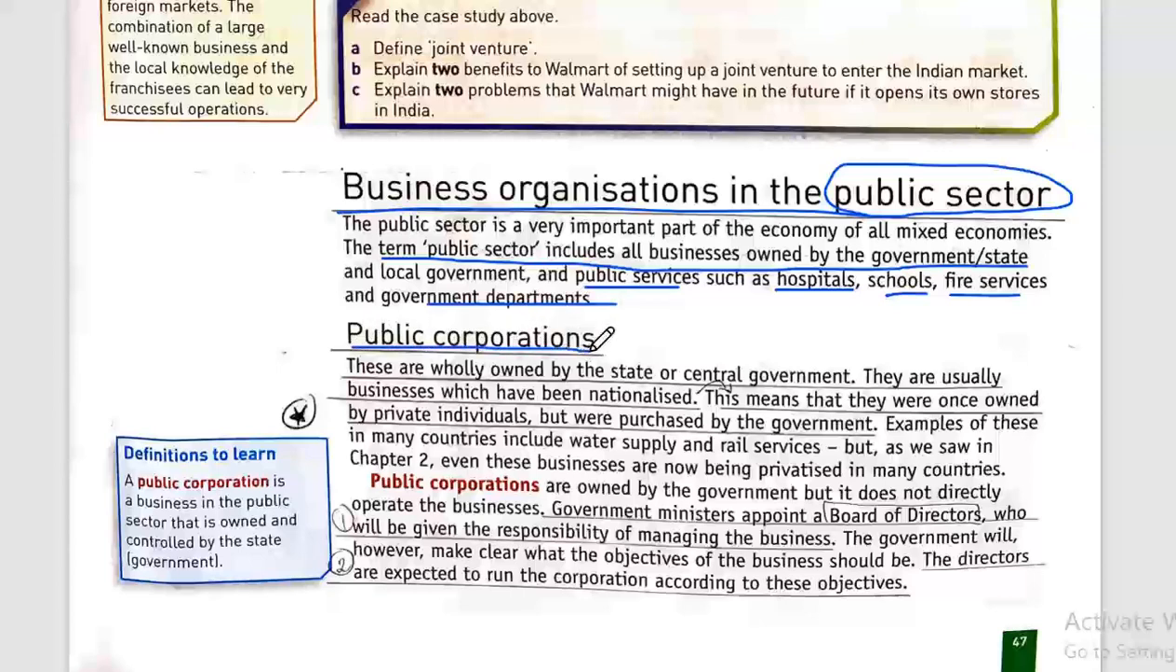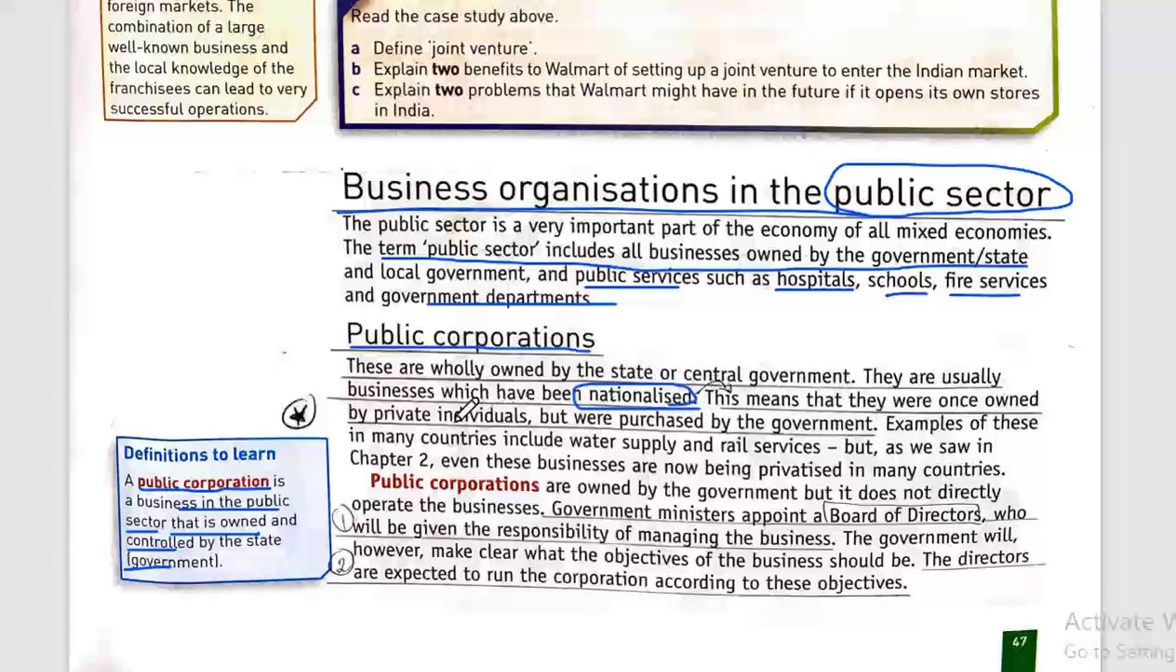So, public corporations. What is a public corporation? It's a business in the public sector that is owned and controlled by the state and the government. These are wholly owned by the state or central government. They are usually businesses which have been nationalized. This means that they were once owned by private individuals but were purchased by the government. So this is what is meant by nationalized.